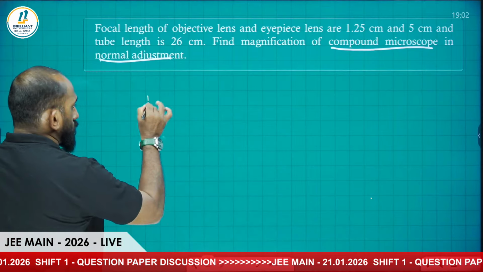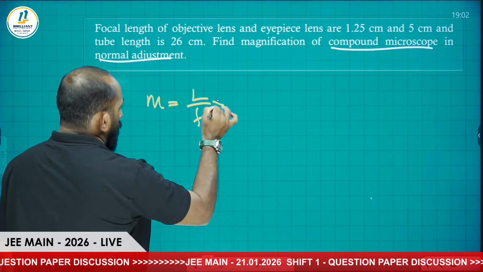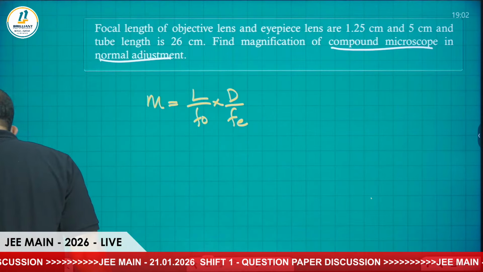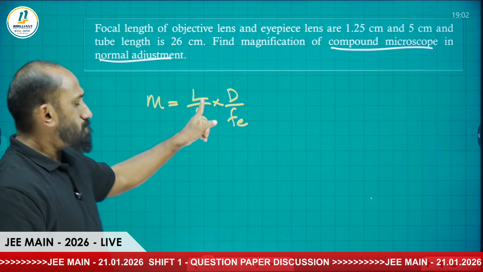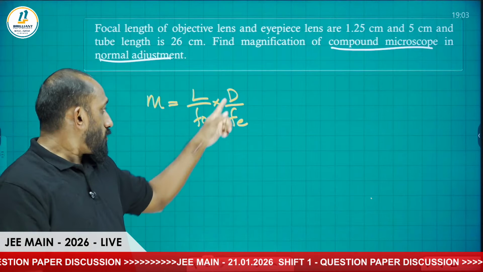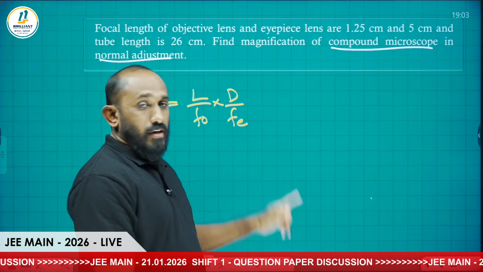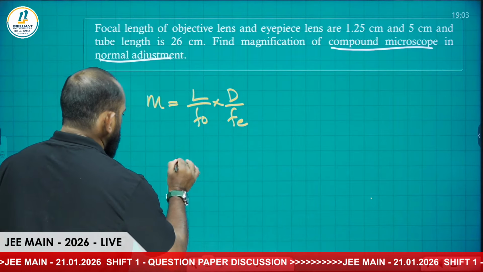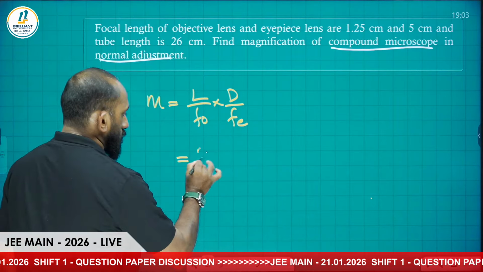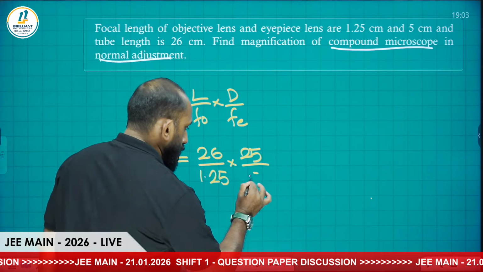We know the magnification M is equal to L by FO into D by FE. L is the length of the tube, FO focal length of objective, D the least distance of distinct vision, FE the focal length of eyepiece. Just substitute everything. Tube length is given 26 by FO, focal length of objective is given 1.25 centimeter, into D, it is 25 centimeter. For normal, you know, least distance of distinct vision is 25 centimeter. By FE, eyepiece focal length is given 5 centimeter.